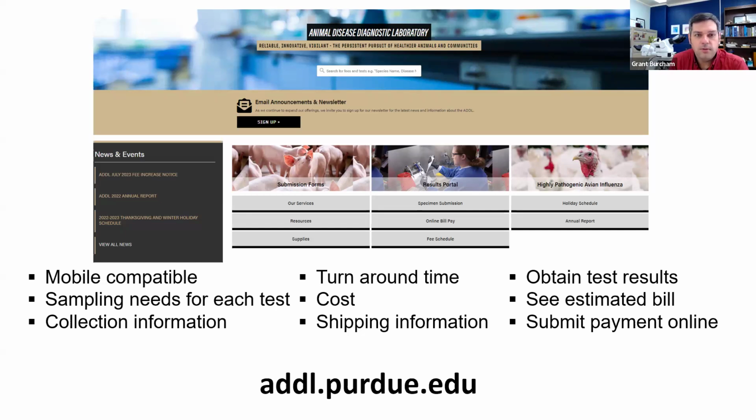We're also happy to talk on the phone and answer questions, of course, related to animal health and diagnostic needs. How do I figure out what's going on? This is a screenshot from our website, mobile compatible, with a lot of information about what to collect and what samples are needed for each test, as well as the turnaround time and the cost, and shipping information to get that to us, or you can always stop by and bring the sample in. You can also use this: we've got a client portal for obtaining your test results, paying online, etc.